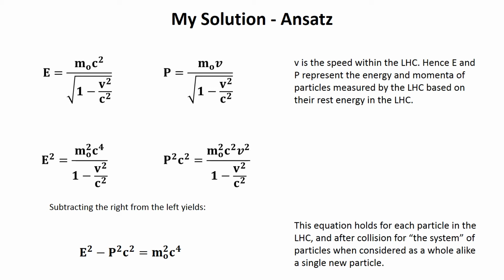Whilst m0 is the rest mass of any particle measured by the Large Hadron Collider when at rest in the Large Hadron Collider, the energy and momentum of any particle in the Large Hadron Collider measure according to the stated formulas, where v is the speed within the Large Hadron Collider. Both formulas for energy and momentum of any particle as measured by the Large Hadron Collider combine to the equation at the bottom of this page.